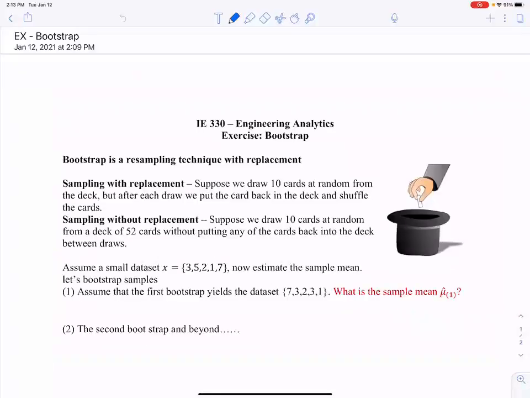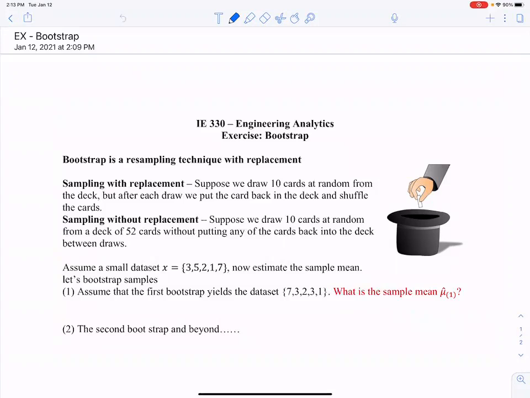Hello, everyone. In this lecture, we're going to look at the example of bootstrapping. Bootstrapping is a resampling technique with replacement. So sampling can be with replacement or without replacement.